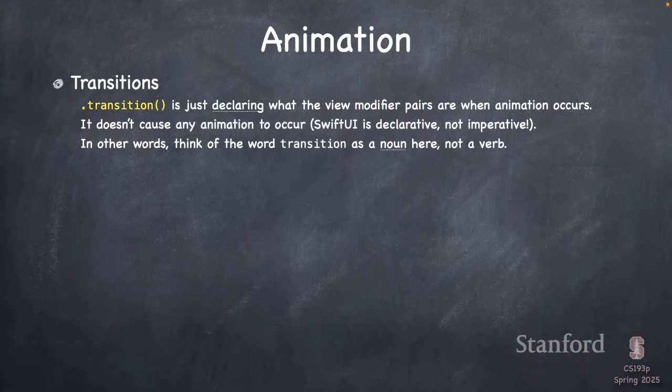Transition here is a view modifier. It's a noun. This is the transition to use. This is not cause my view to transition, please. We make our view disappear with if-thens and for-eaches.